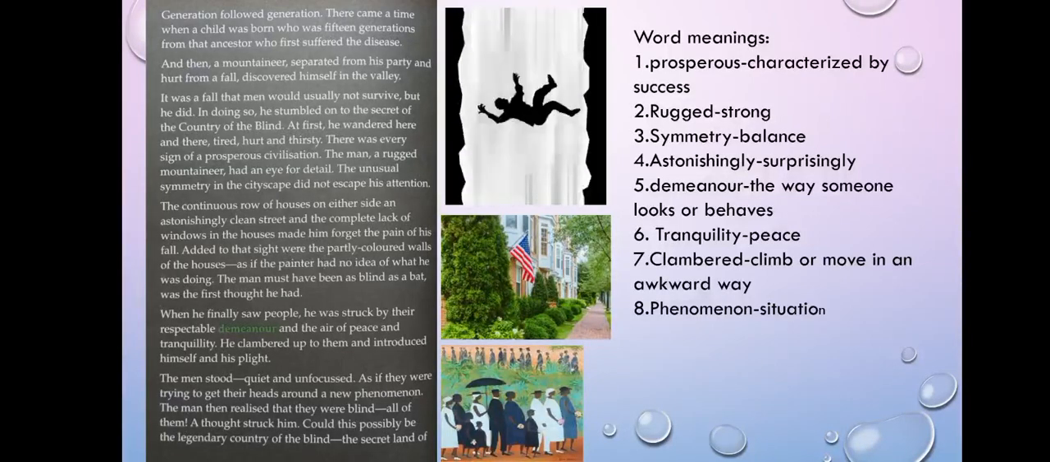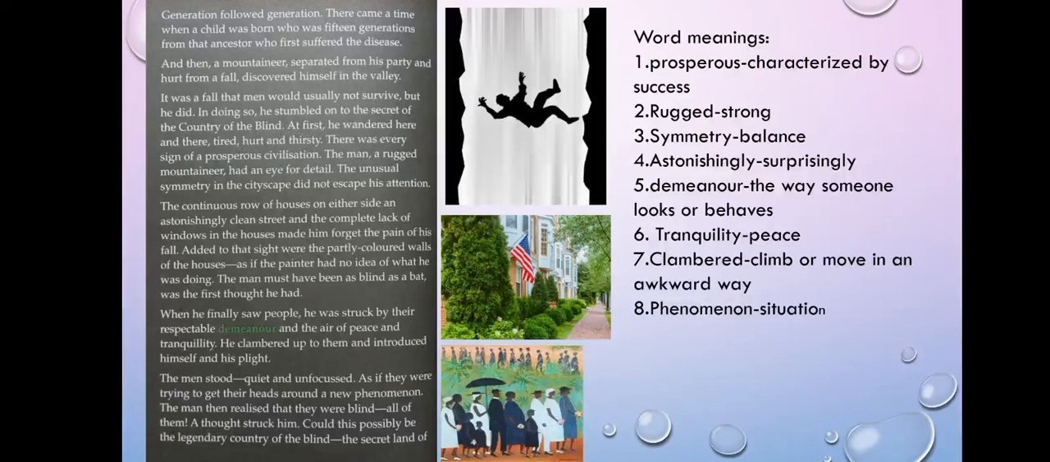And then a mountaineer separated from his party and, from a fall, discovered himself in the valley. Here we are introduced to the main character, whose name was Nunes. This mountaineer fell down dangerously from the mountain, and then he found himself in the valley of the blind. It was a fall that a man would usually not survive, but he did. He was very hardy, very strong. He survived the fall and reached the valley of the blind.